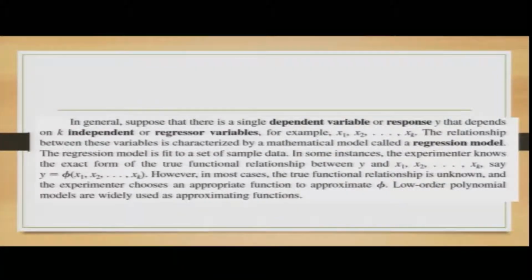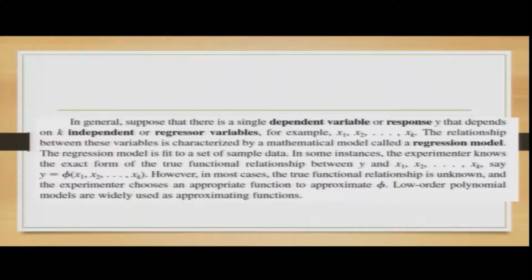So, in general, suppose there is a single dependent variable, the response y, that depends on k independent or regressor variables, for example x1 to xk. The relationship between these variables is characterized by a mathematical model called the multiple linear regression model. The regression model is fit to a set of sample data points which are n in number. In some instances, the experimenter knows the exact form of the true functional relationship between y and x1, x2 till xk, say y is equal to some function of x1 to xk.